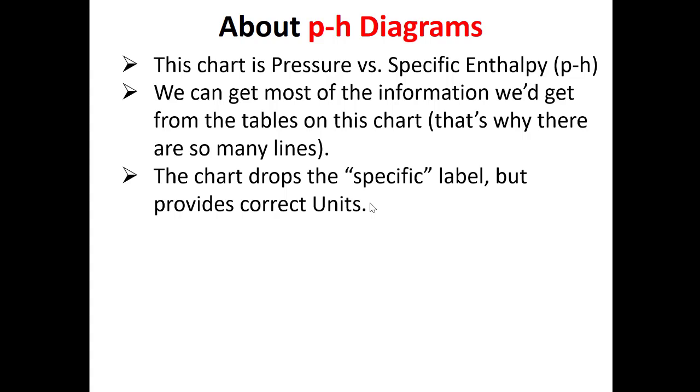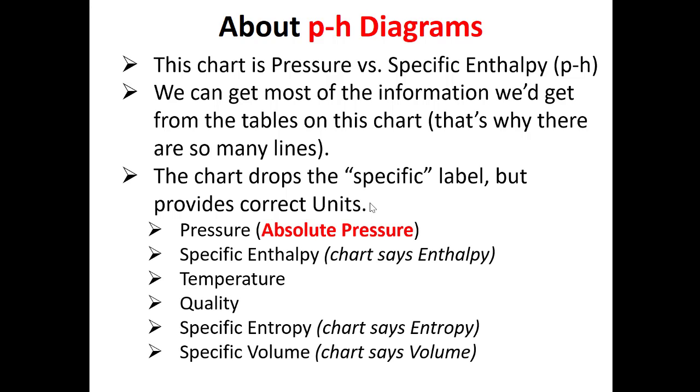So like I said, all of the different properties here drop the specific label. If it's talking about enthalpy, it means specific enthalpy. And if it's talking about entropy, it means specific entropy. And if it's talking about volume, you get the picture, right? So pressure is just pressure, but it's important to remember this is absolute pressure on the graph. It should say specific enthalpy. Temperature and quality are always intensive. And then it says entropy and volume, but it should be specific entropy and specific volume.